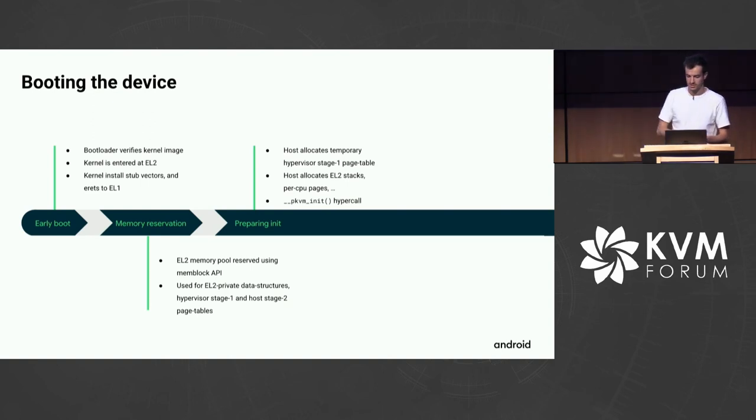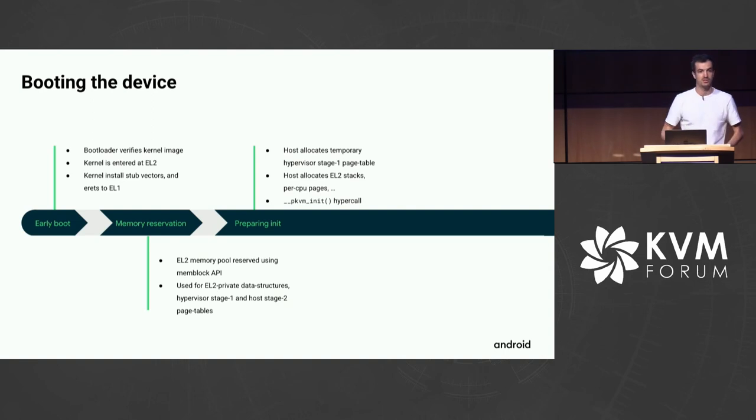we have to do a few additional steps. So we expect the host to allocate a temporary stage one page table for the hypervisor, which will come in handy when we want to initialize the hypervisor, because we can use that page table to turn the MMU on immediately, which is really, really useful to bootstrap the hypervisor. And the host allocates a few more things, such as the stacks for EL2 and per-CPU pages.